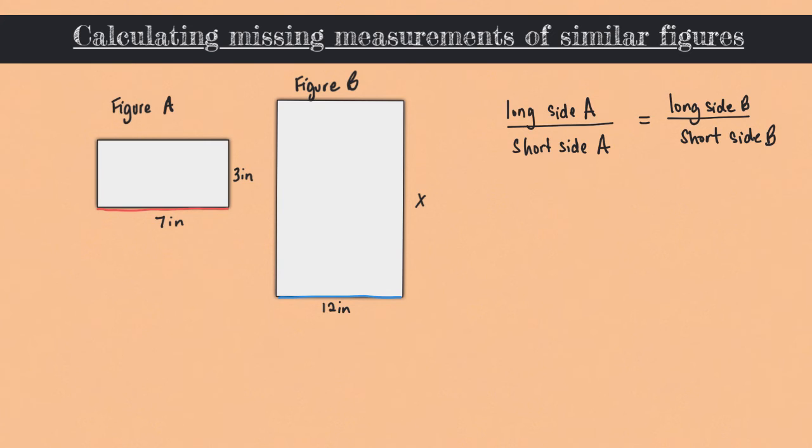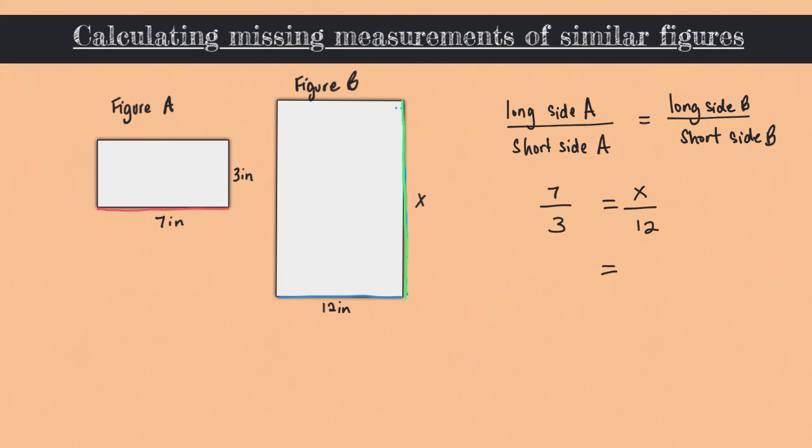So let's look at the long side of A. The long side of A is 7, and the short side of A is 3. That ratio must be equal to the long side of B. The long side of B is x, okay? And the short side of B is 12. Now, we can go ahead, look at what you have. You have two fractions that are equal to one another. So we can apply our cross multiplication.